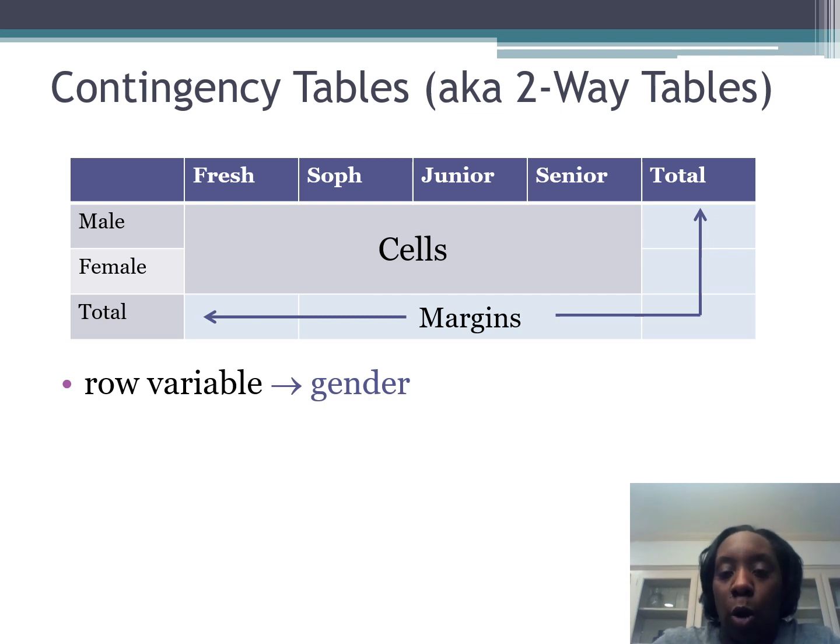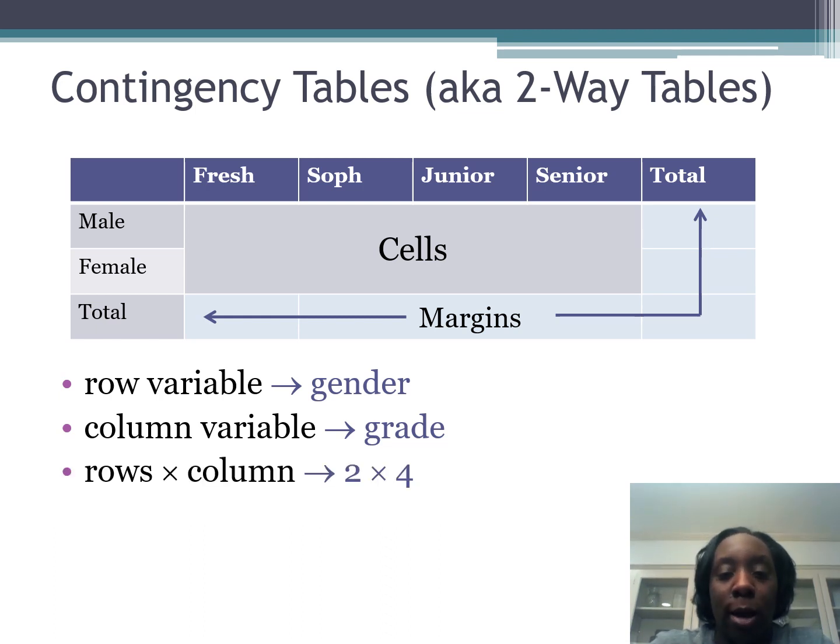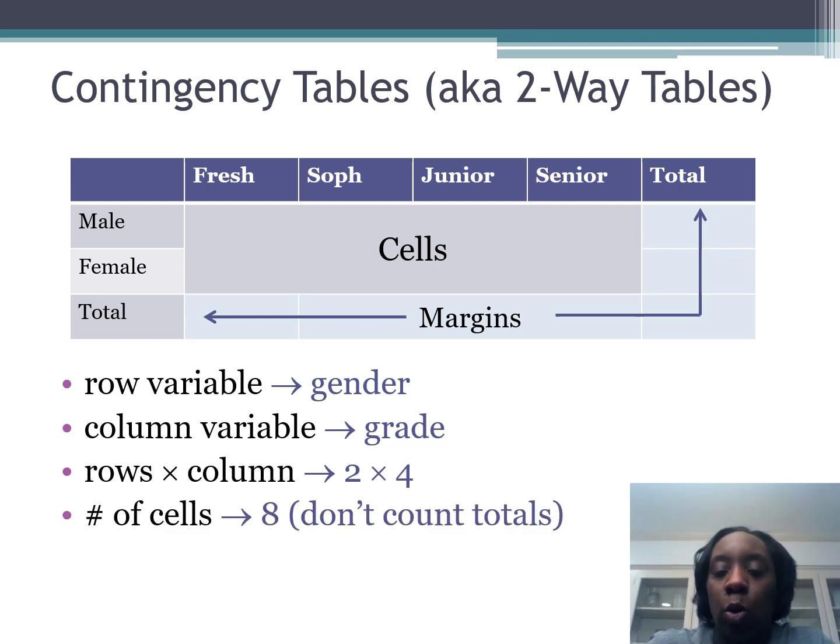All right, so our row variable, and rows go this way. And then we have the column variable, which will go up and down. So our column variable is grade and our row variable is gender. It is a 2x4. The reason why it's 2x4 is because there are 2 choices for gender and 4 choices for grade level. It's 8 total cells. The totals don't count as actual cells.